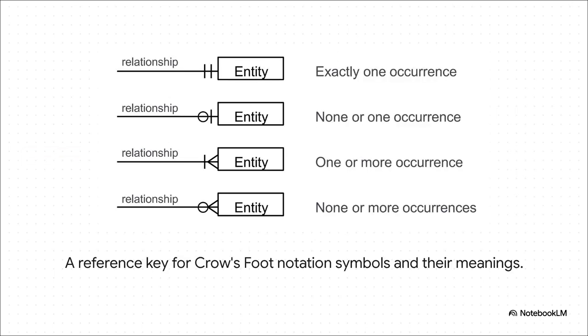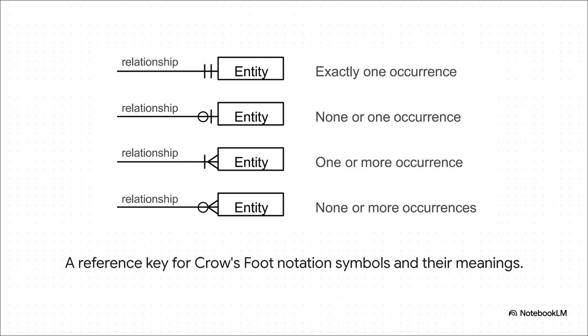Okay, this is basically your decoder ring for crow's foot. The symbol closest to the entity box represents the maximum number. The one further out is the minimum. A straight line or hash mark means 1. A circle means 0. And that three-pronged thing, well, that's the crow's foot, and it means many.